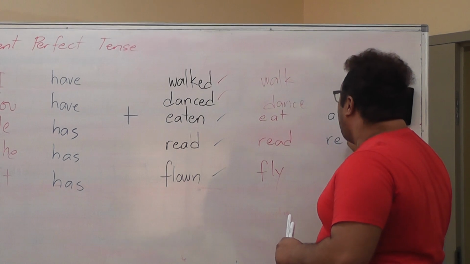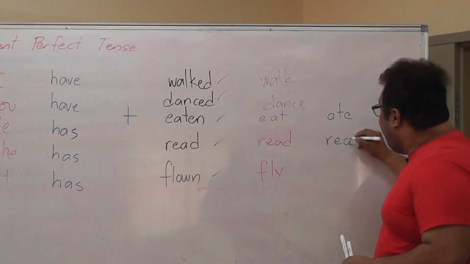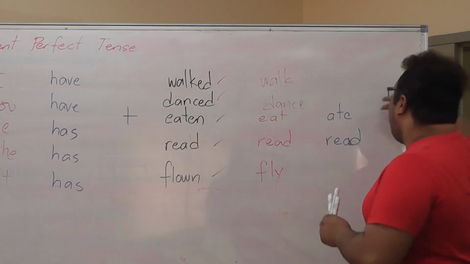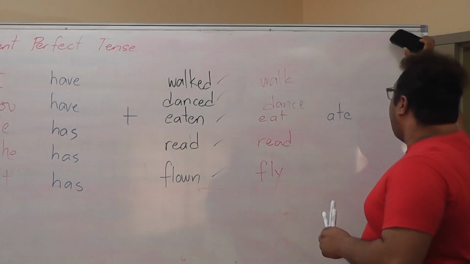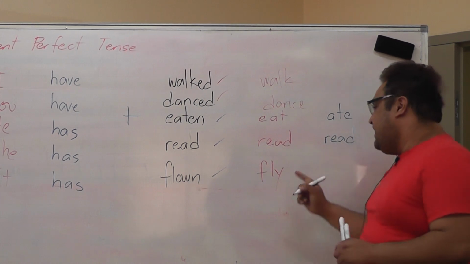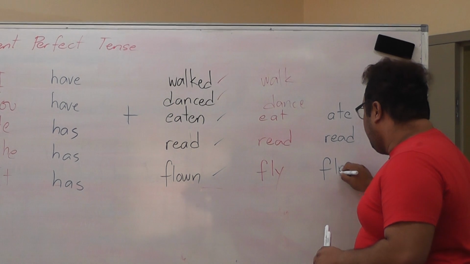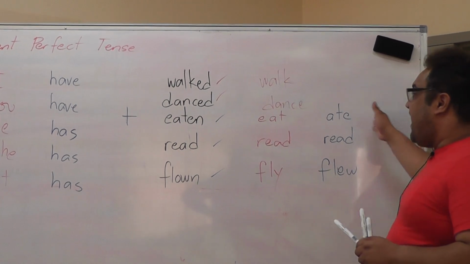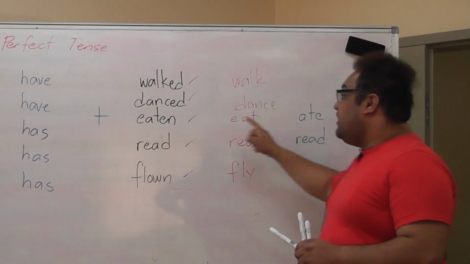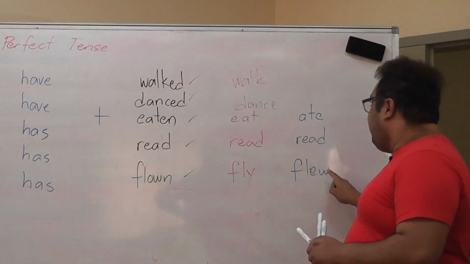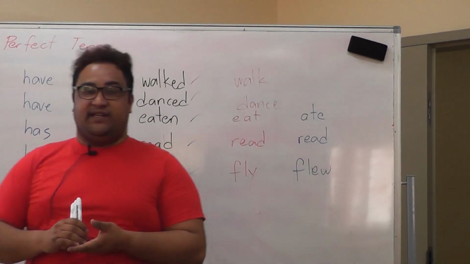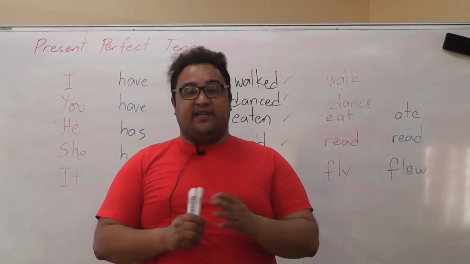Read is still written as read, but read as read. Okay, so the same spelling, but the reading or the pronunciation differs now. This is now read, no longer read, and fly is flew. So this is in the past. So eat, ate, eaten. Read, read, read. Fly, flew, flown. So this is how we form the past participle of regular verbs and irregular verbs.